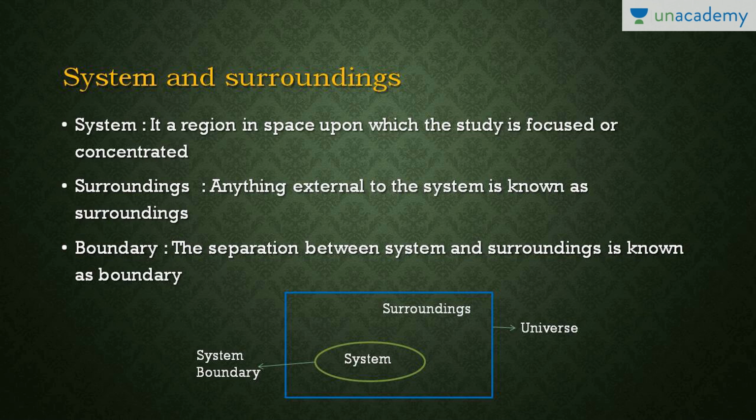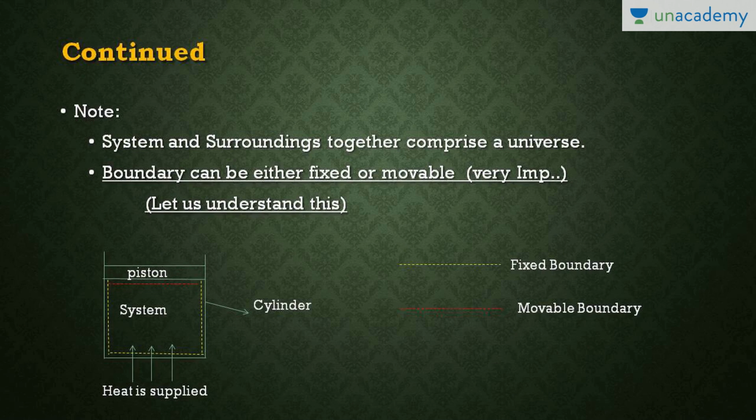If I ask you a simple question, whether this system boundary is always fixed or it is movable? In this thermodynamics topic, I'll be dealing with cylinder and piston arrangement examples. Note, system and surroundings together comprise a universe. Boundary can be either fixed or movable. It is a very important statement from the objective point of view, both for the GATE examination and the engineering services examination. Boundary of a system can be either fixed or movable.